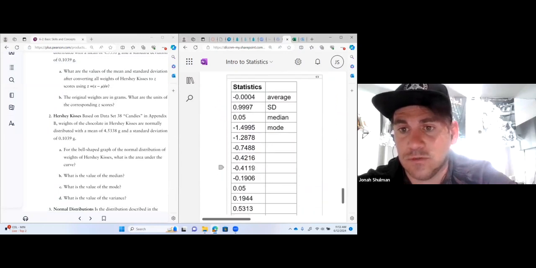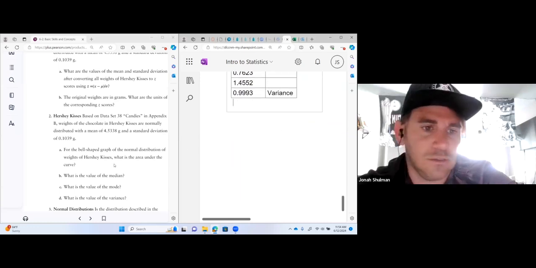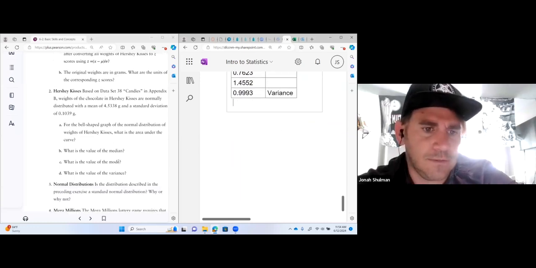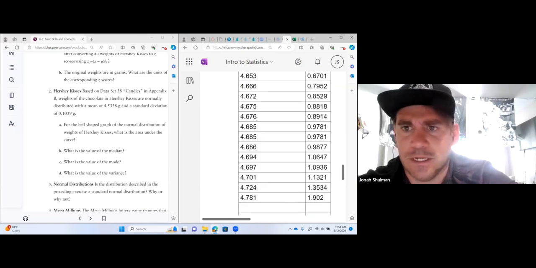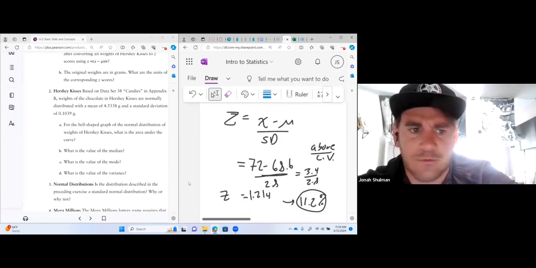If they wanted the normal ones, this is what I got. The average is still 0. There's the deviation, there's my median, there's my mode, there's my variance. All right. What's next? The next is 5 through 8.